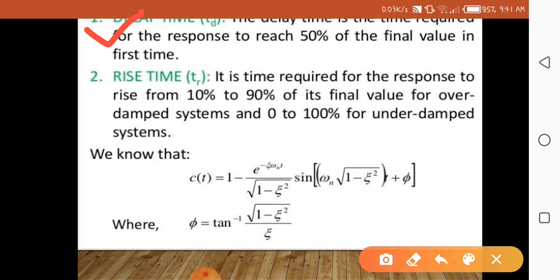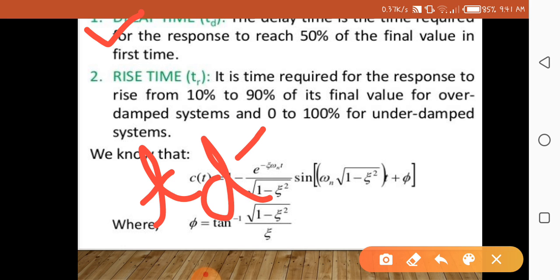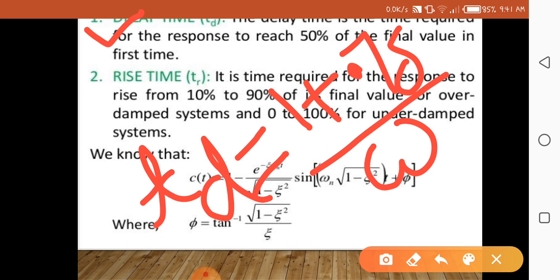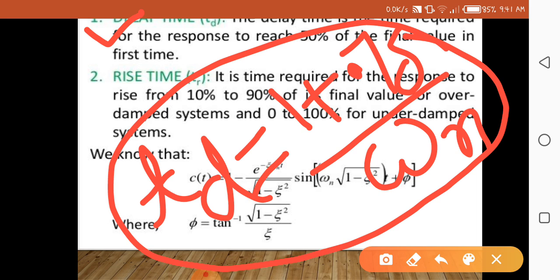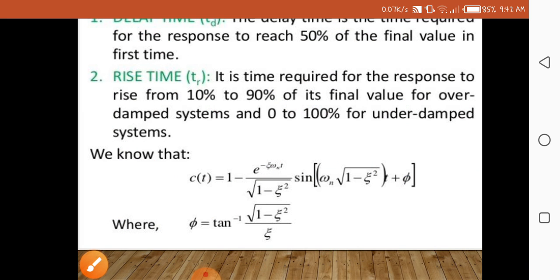Delay time is represented by Td, and it is equal to (1 + 0.7 δ) / ωn. It is the time required for the response to reach 50% of the final value in the first attempt. Generally it is calculated by this formula. Delta is also represented by the zeta factor. So this is the delay time.